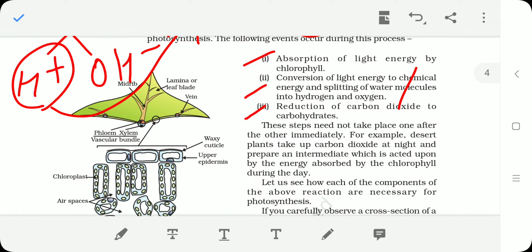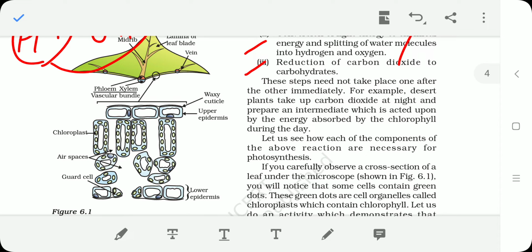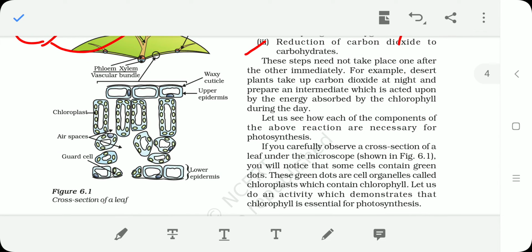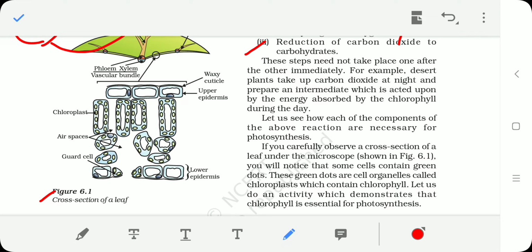Now the question is how plants take CO2 and water. Just see in this figure 6.1. This figure tells about the cross section of a leaf. If we cut the leaf in this direction, in this cross section, then we see the upper epidermis and lower epidermis. The epidermis is the outer covering of the leaf, outer covering, that is skin, we can say skin.